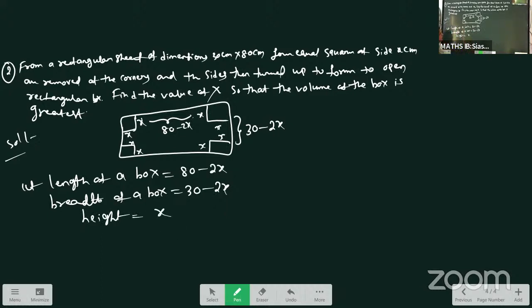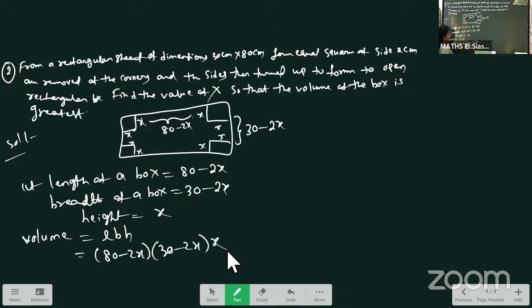So now it is a cuboid, right? Because length, breadth, height are given, what we have to find out is the volume of the box. The volume formula is LBH. Volume is equal to LBH, where L is 80 minus 2x, B is 30 minus 2x, and H is x.